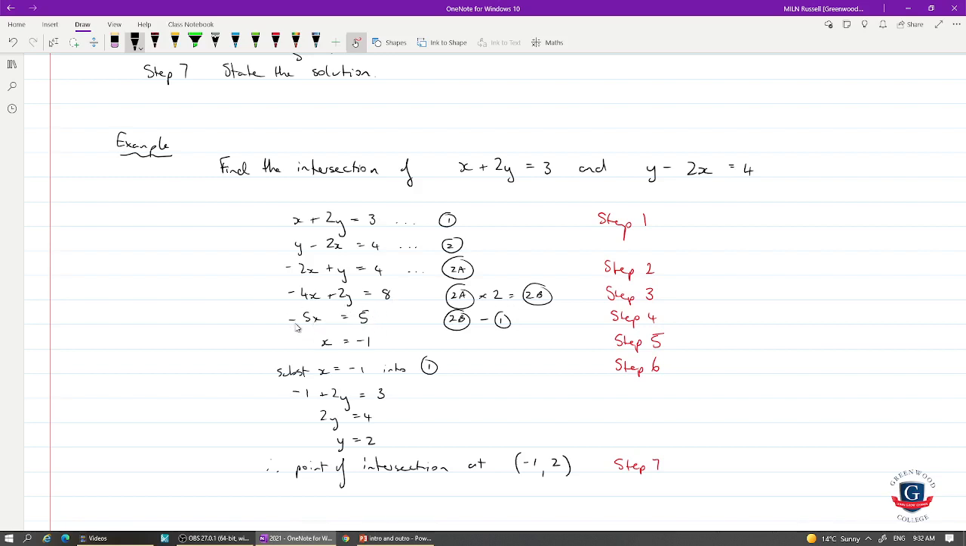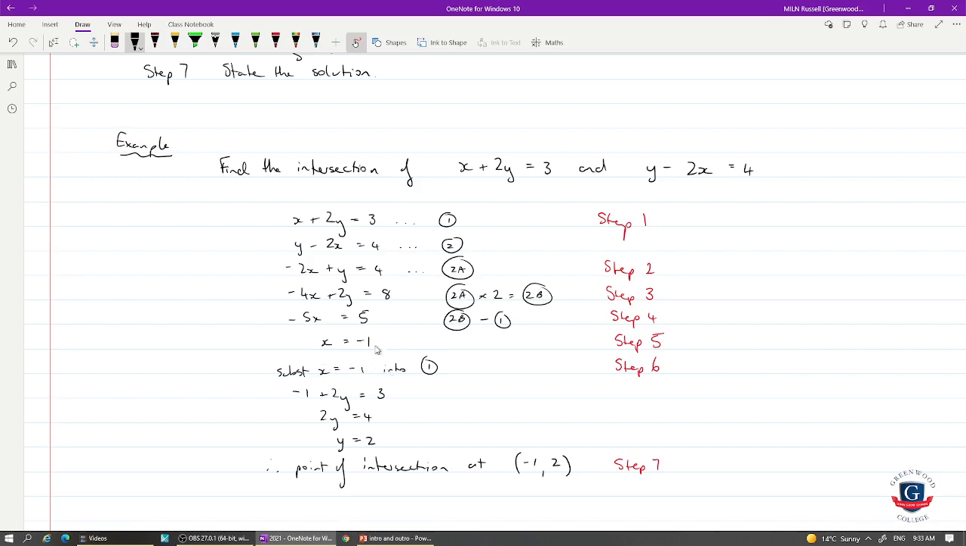Now, this new equation, negative 5x equals 5, can be divided by negative 5 on both sides, which will leave you with x equals negative 1. x equals negative 1 is one of the solutions where these two intersect. In fact, it'll be part of the only solution.